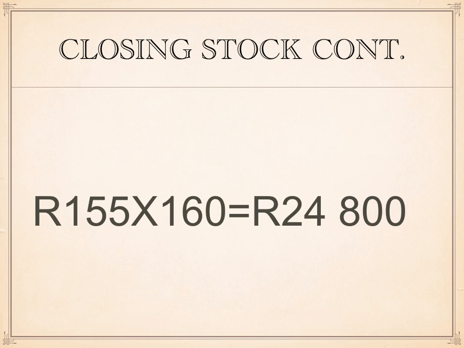Our answer will be 184,450 divided by 1,190. Then it means we have 155 as the unit price, or what we call average price. That average price of 155 we multiply by 160 units on hand, then our final answer will be 24,800.